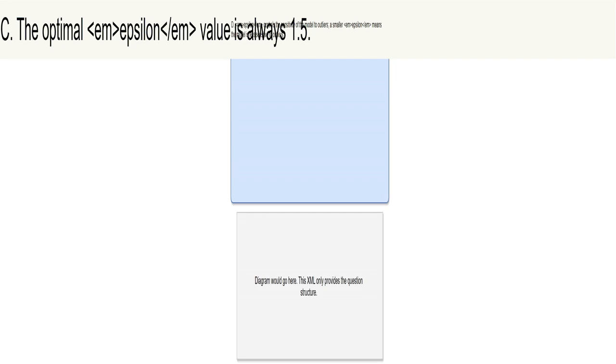I want to see if you recognize this common misconception. While 1.5 is a frequently used default, the ideal epsilon depends entirely on your data. You need to find the best value through techniques like cross-validation. So, this statement is false.